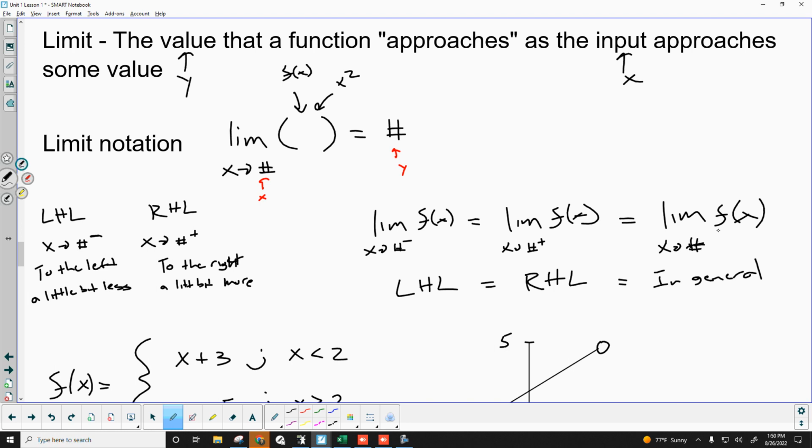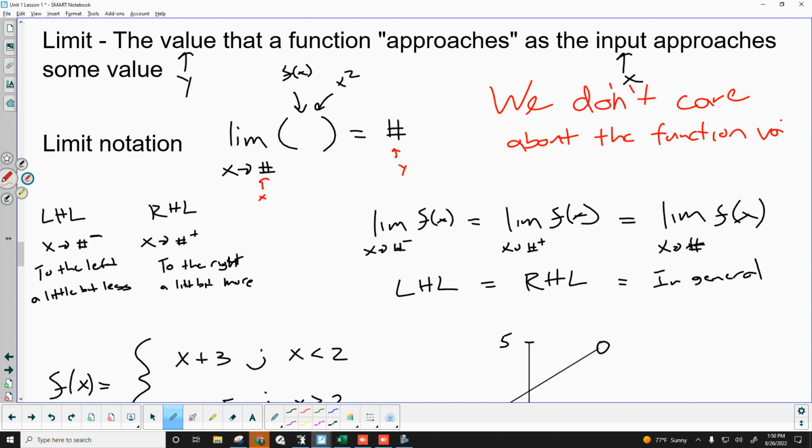We don't care about the function value at that location. This is very important. We don't care about the function value. We care about what's going on a little bit to the left and a little bit to the right.